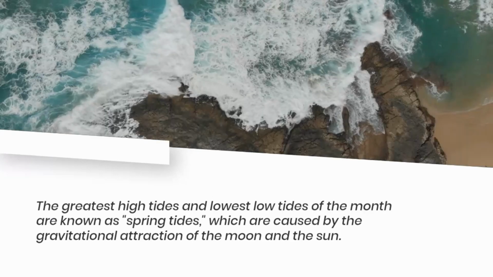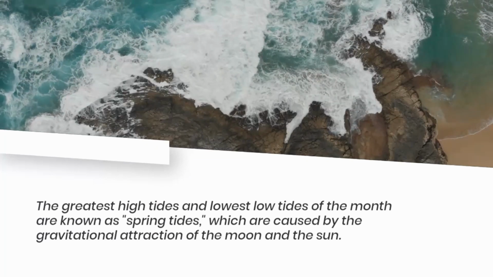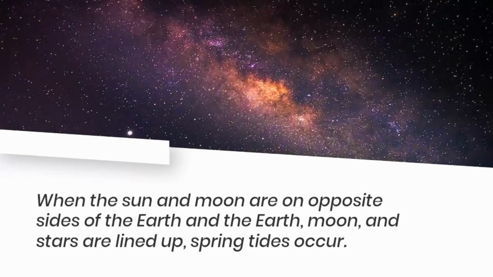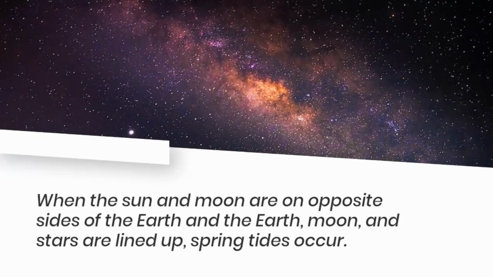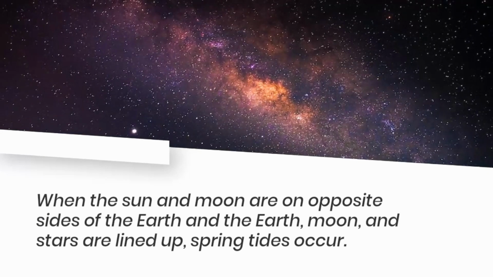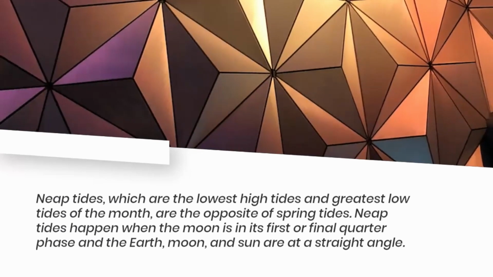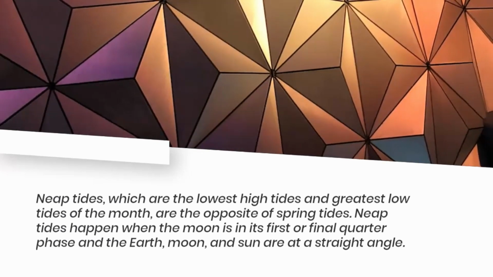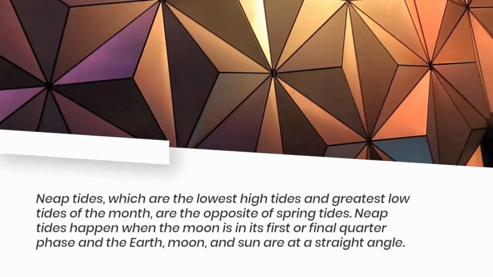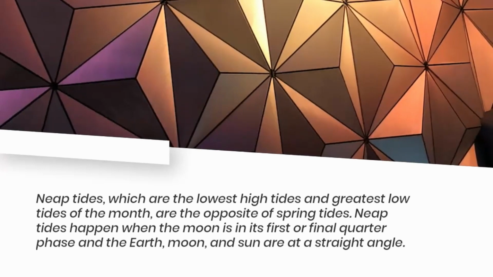Although the Sun's gravitational pull affects tides, it is less powerful than the Moon's because of the Sun's larger distance from Earth. The greatest high tides and lowest low tides of the month are known as spring tides, which are caused by the combined gravitational attraction of the Moon and the Sun. Spring tides occur when the Earth, Moon, and Sun are lined up. Neap tides, which are the lowest high tides and highest low tides of the month, are the opposite of spring tides. Neap tides happen when the Moon is in its first or final quarter phase and the Earth, Moon, and Sun are at a right angle.